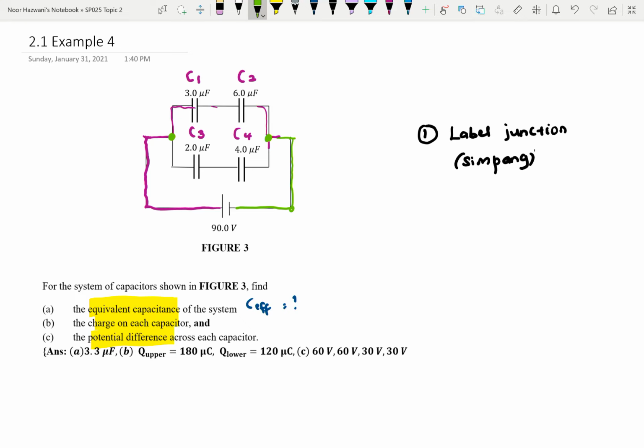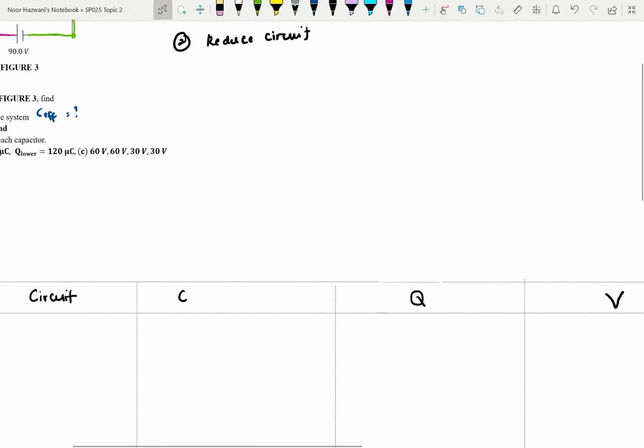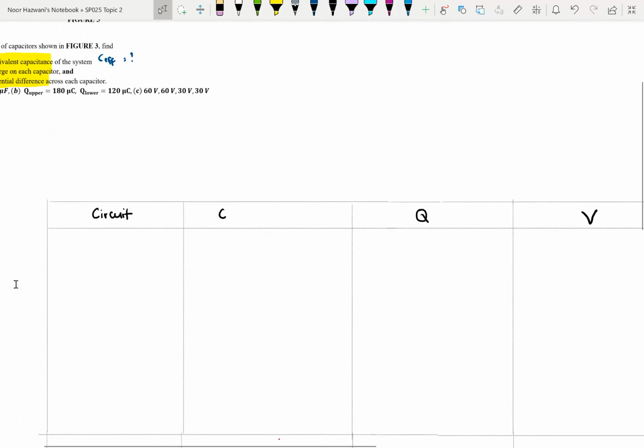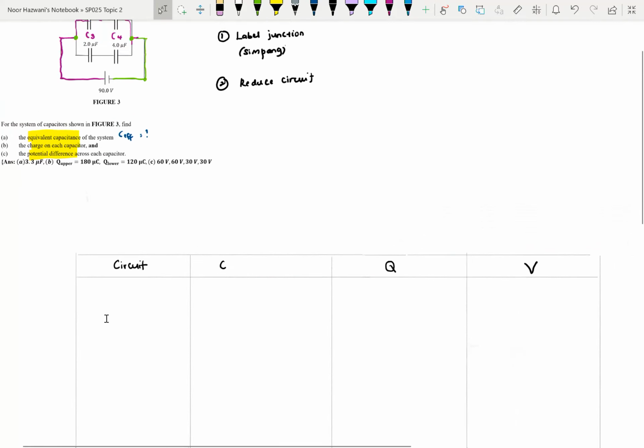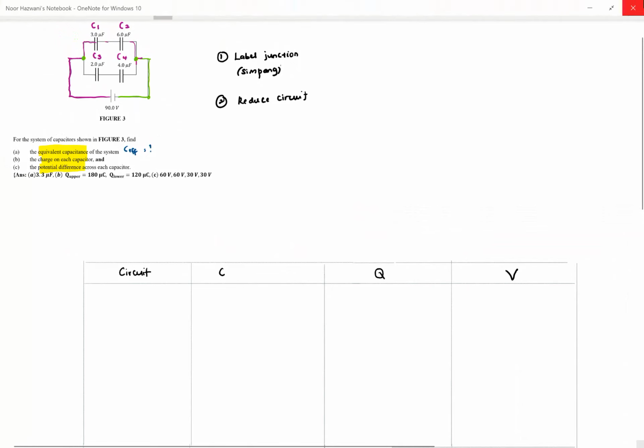Okay, yang kedua kita akan reduce circuit. Okay, bila kita nak reduce circuit, kita kena buat column. Okay, so column kita mesti ada 4 column. Kita label dengan circuit first column. Okay, second column kita label sebagai C. And then third is Q, and the last column kita label sebagai V. Okay, and then untuk first gambar kita nak reduce, we just copy the original picture. Tak payah ubah apa-apa, we just copy.